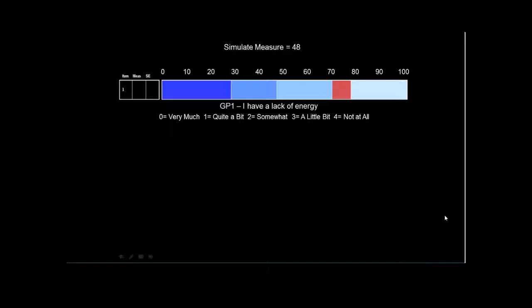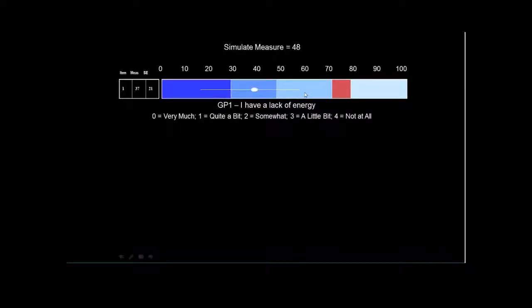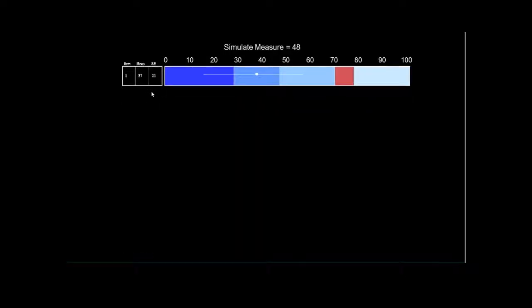Here's our first item. You've seen these bars before, a little bit different color. Going on under the hood, after one item, we have their ability estimate, we have the standard error, we know they're in that range. Over here on the PROMIS scale, a measure of 37, standard error of 21, a huge standard error, right, but only one item.